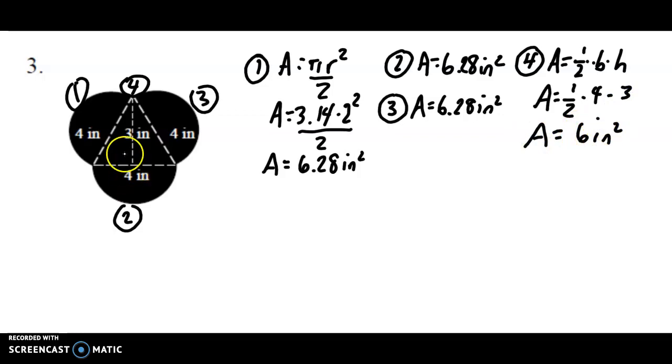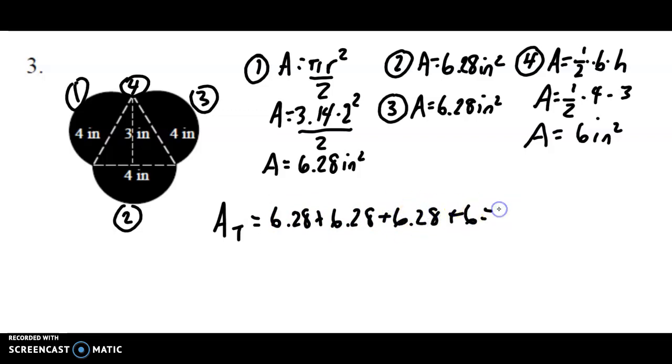All right, again, they're all the shaded part. They're all part of it, so that means I'm going to add. So area of the total is going to be 6.28 plus 6.28 plus 6.28 plus 6, and that is going to equal 24.84 inches squared.